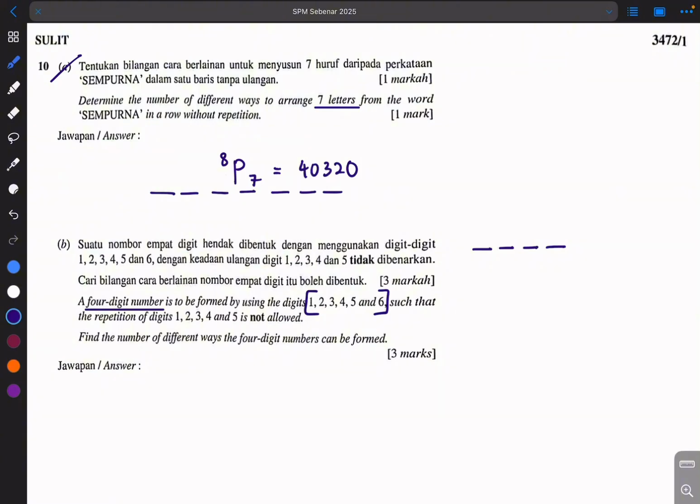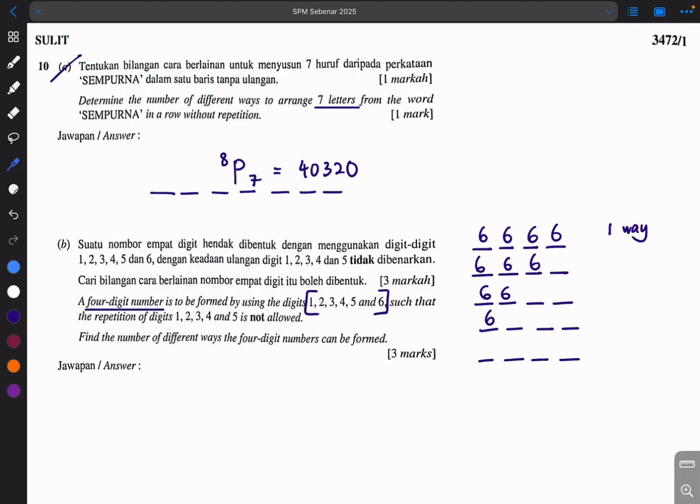Okay, so since 6 can repeat, there will be a few scenarios. The first one would be, let's say it's just filled with 6. 6 four times. Second one would be 6 three times, and then 6 repeats twice, then 6 is once, and then no 6. Okay, when 6 repeats 4 times, it means you don't have to choose anything. There's just one way. Okay, only one number of arrangement.